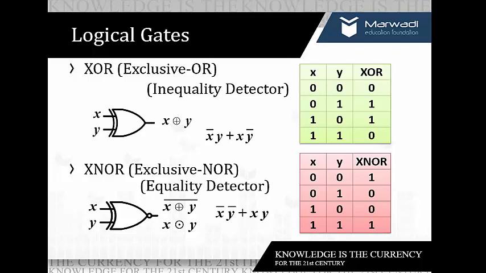And the last gate is XNOR gate, which is termed as equality detector, as the term equality stands. Whenever both the inputs are the same, that is either logic high or logic low, my output would be high, else my output would be low.